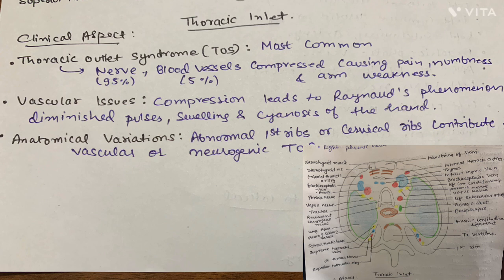And there are vascular issues in which compression leads to Raynaud's phenomenon, that is diminished pulses, swelling, and cyanosis of the hand. And there are anatomical variations also, that is, an abnormal first rib or cervical rib contributes to vascular or neurological thoracic outlet syndrome.